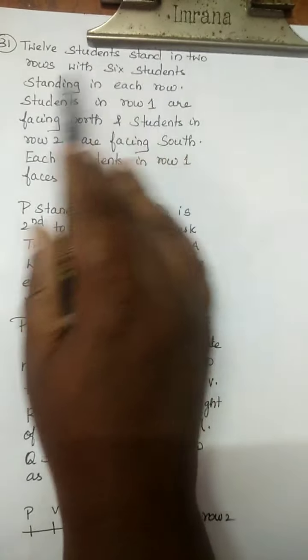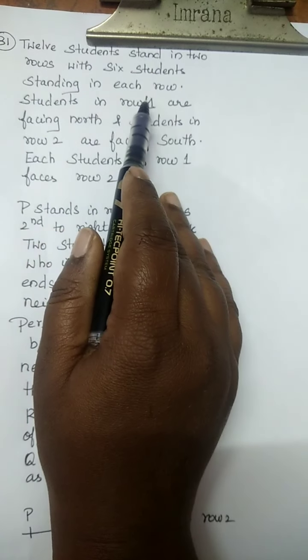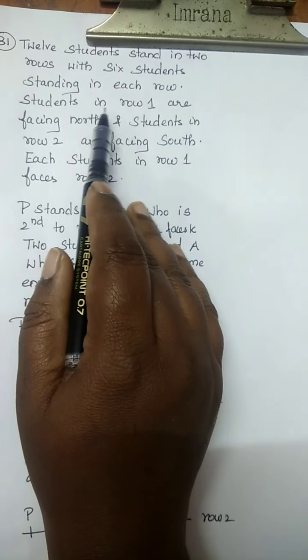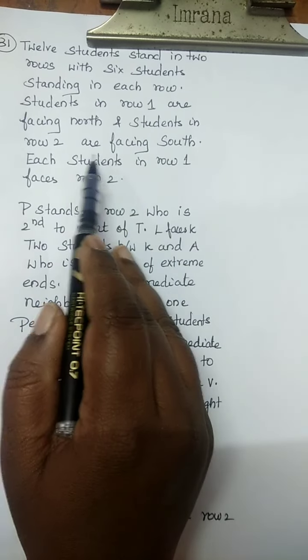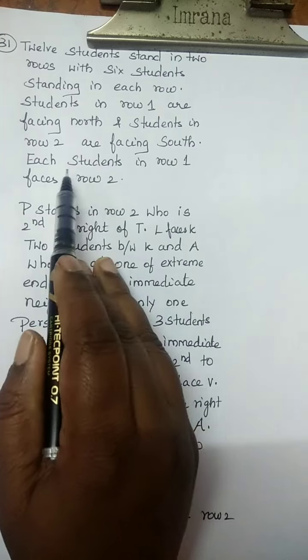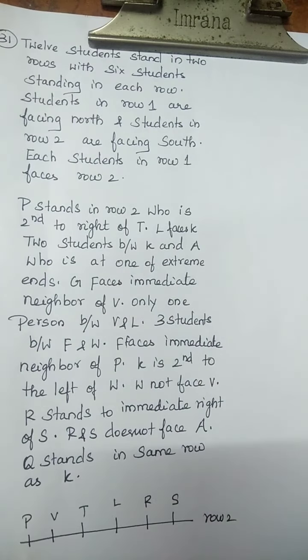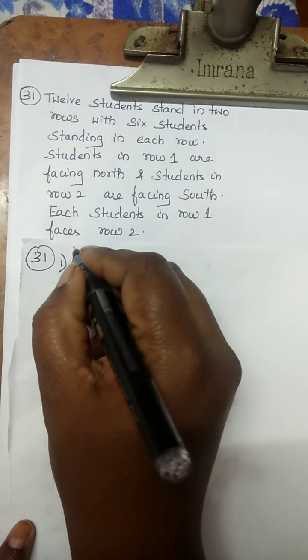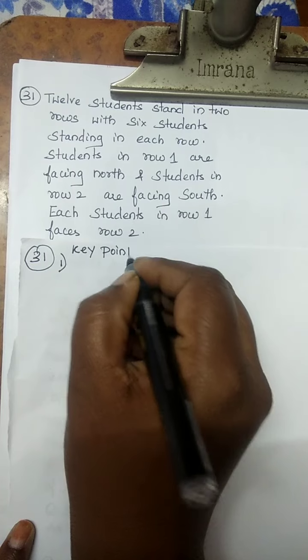The question is: 12 students stand in 2 rows with 6 students standing in each row. Students in row 1 are facing north and students in row 2 are facing south. Each student in row 1 faces row 2. We are going to take key points from this para.